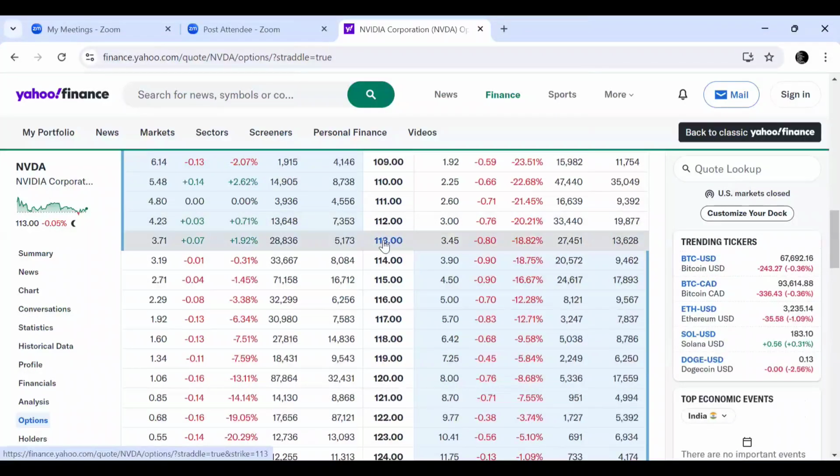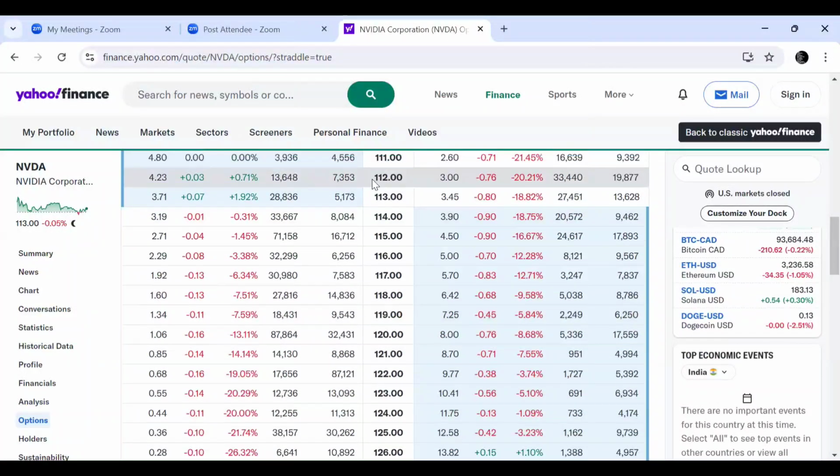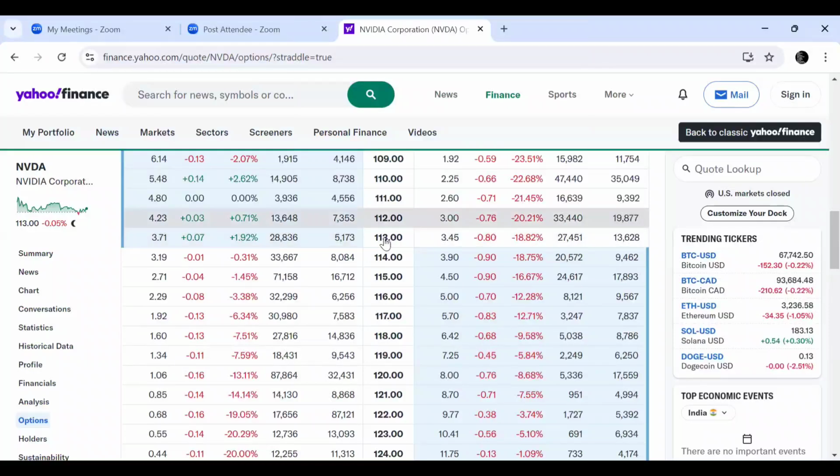So see, in call options, I told you, when will these call people get benefited? If the stock price rises, these call people will get benefit. If the stock price falls, then the put people will get benefit. So here, if the stock price is rising, these people will get benefit. So here there is a maximum range till $125. So again, I am checking out the put side.